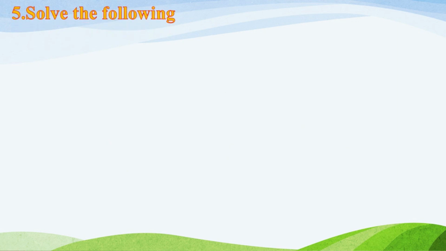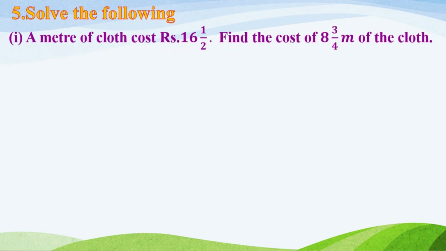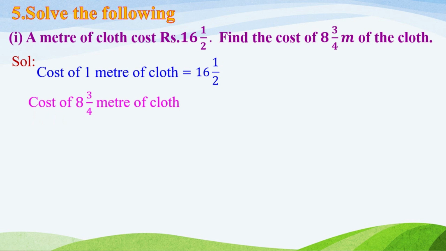Fifth one, solve the following. First one, a meter of cloth costs rupees 16 1 by 2. Find the cost of 8 3 by 4 meter of the cloth. Let us find the solution. First we write the statement as cost of 1 meter of cloth is equal to 16 1 by 2. Cost of 8 3 by 4 meter of the cloth. We know 1 meter of the cloth rate. We have to find 8 3 by 4 meter of the cloth rate. Therefore, which is equal to 8 3 by 4 into 16 1 by 2.